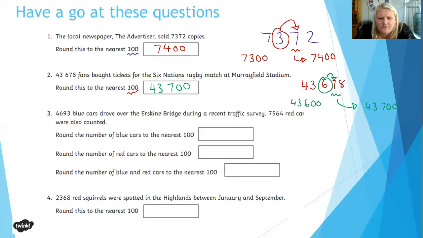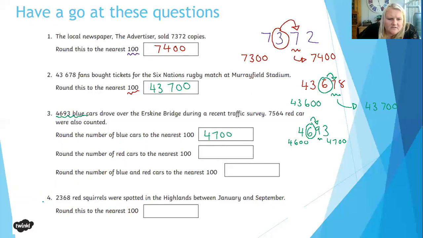Next one. 4,693 blue cars drove to the Erskine Bridge during a recent traffic survey. 7,564 red cars were also counted. Round the number of blue cars to the nearest 100. Okay, so blue cars, there we go. I've got the number here. I'm going to round it to the nearest 100. 4,693. Okay, 100, that one there. So I know it's going to be either 4,600 or 4,700. It's a 9. I'm going to round up to 4,700.